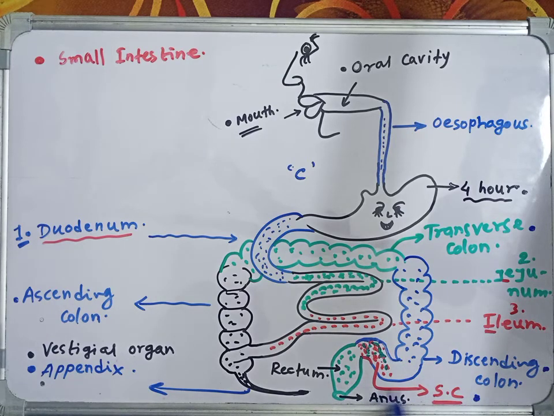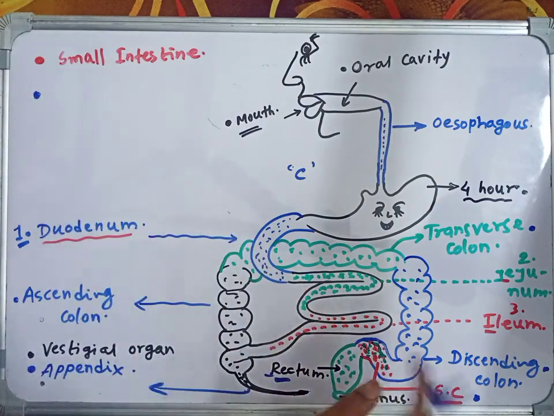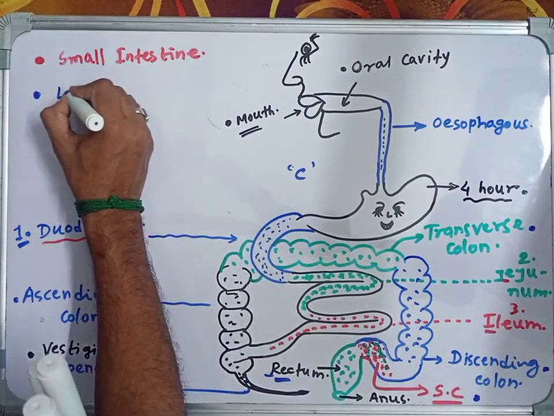After the sigmoid colon, this part again makes a pouch-like structure for temporary storage of fecal matter, feces, right? And this part opens into the anus, right? That means the next part of our digestive system is called the large intestine.